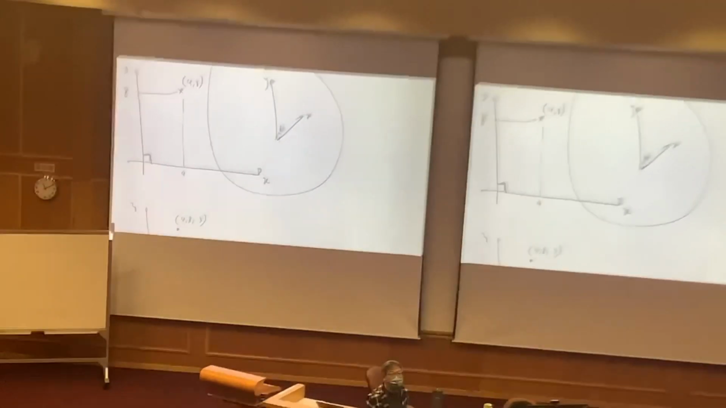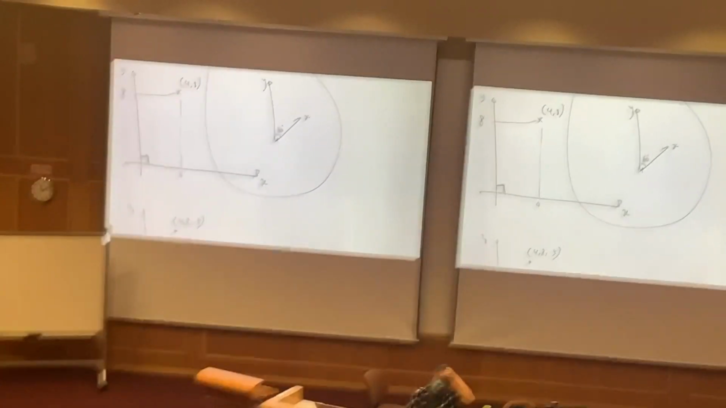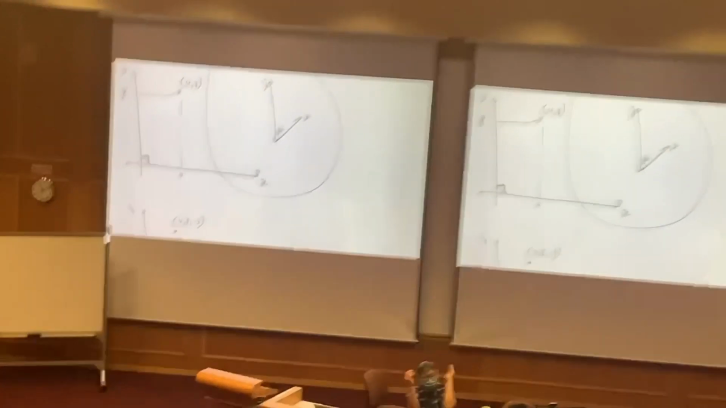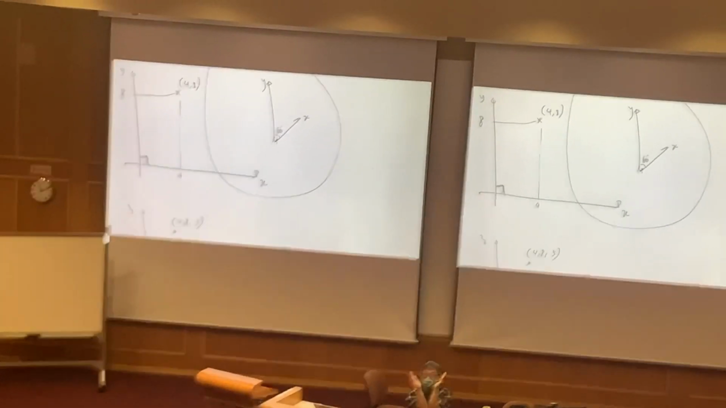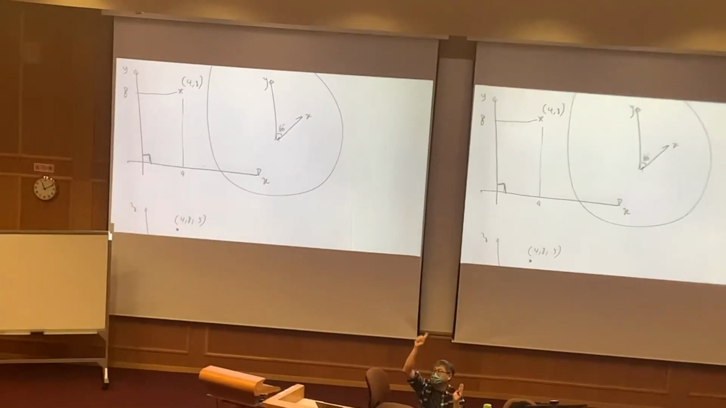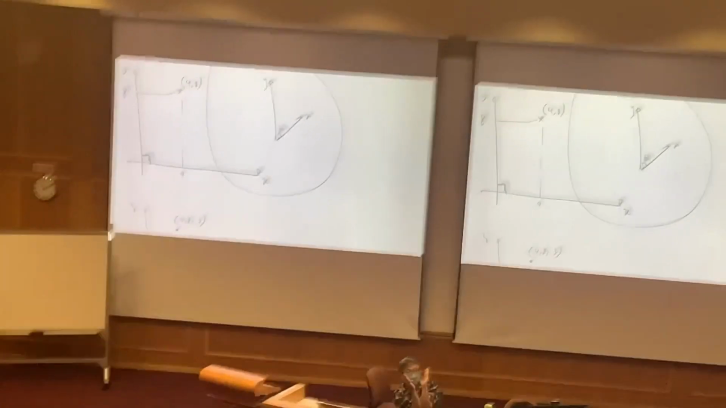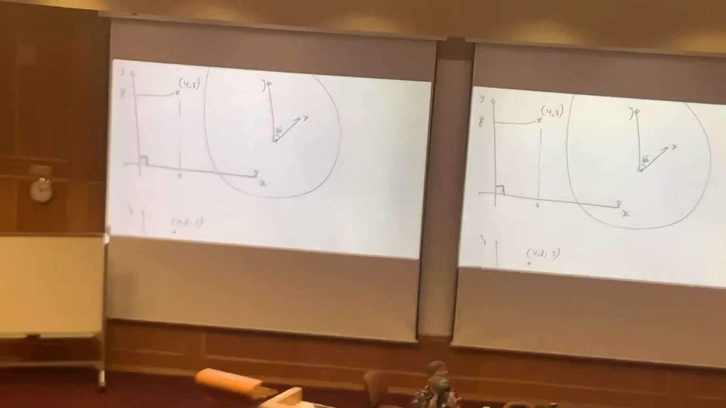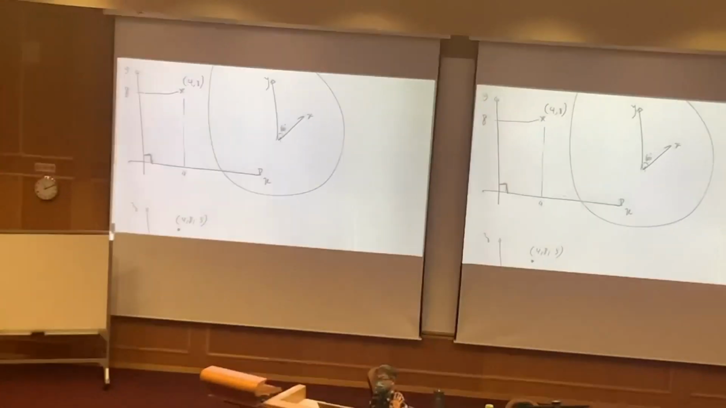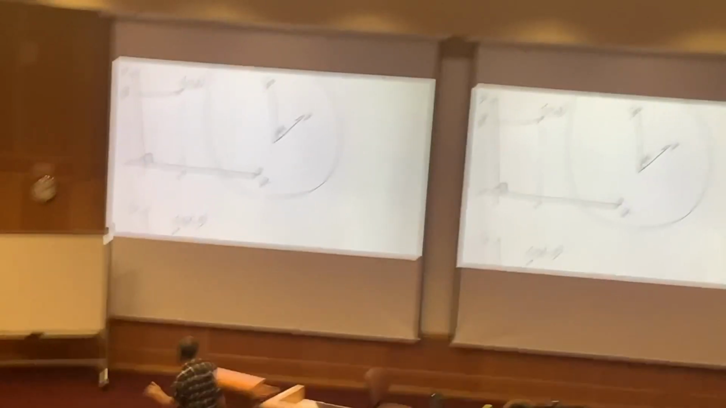The answer is yes, you can, even if they are not 90 degrees. If x and y is this way, you can represent any other point using these two axes also. Okay? But it's actually not convenient. It's just not convenient, but it's possible.